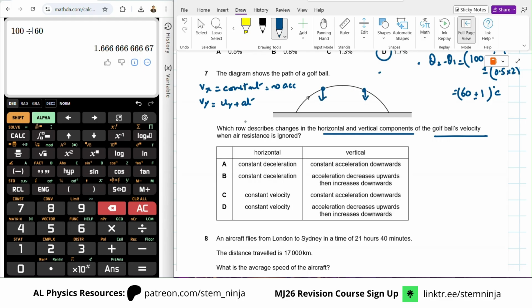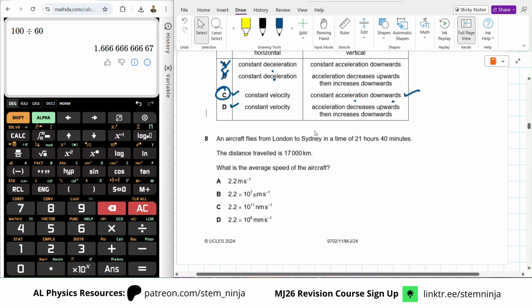So let's see where we meet. So constant deceleration, horizontal, no, because there is no change in velocity. So these are the possible choices. Now let's eliminate. The constant acceleration downward, this is the correct one. So that's it. Process of elimination, simplest as possible.